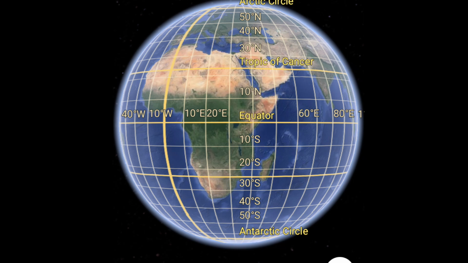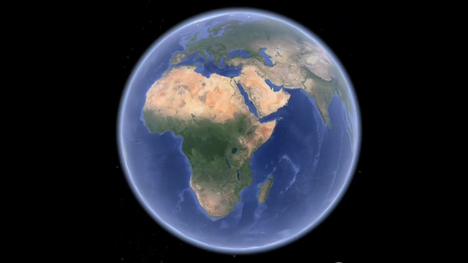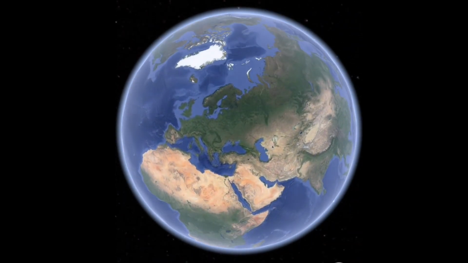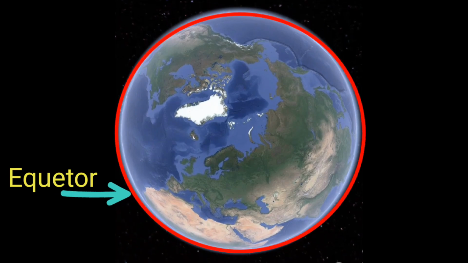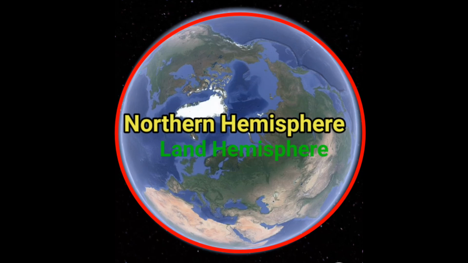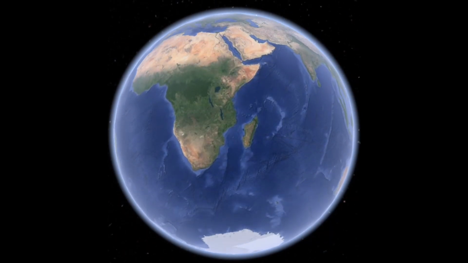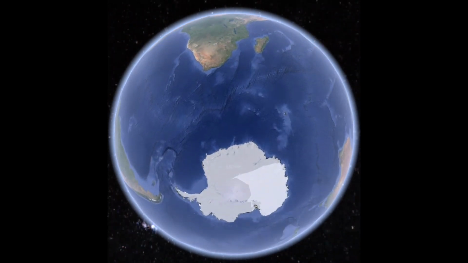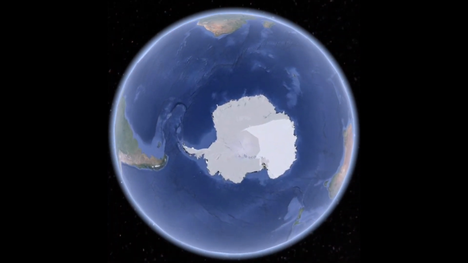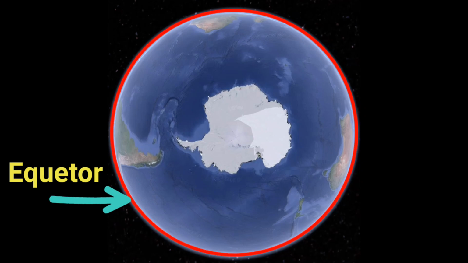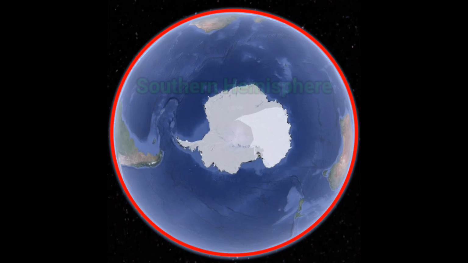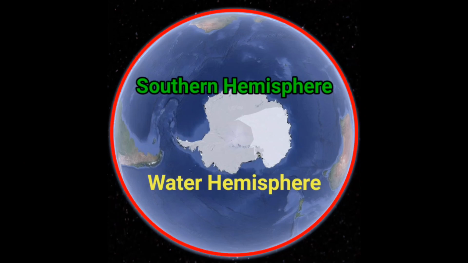If we remove these lines from the globe and look at the Earth, it appears in the following way. When we look at the Earth from above the equator or the middle line, we can see more land areas here. That's why the northern hemisphere is also known as the land hemisphere. If we look at the southern hemisphere, we can see more water bodies. Therefore, the southern hemisphere is also called the water hemisphere.